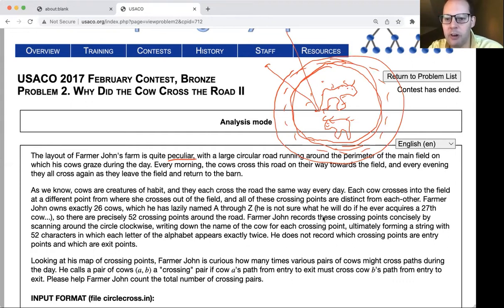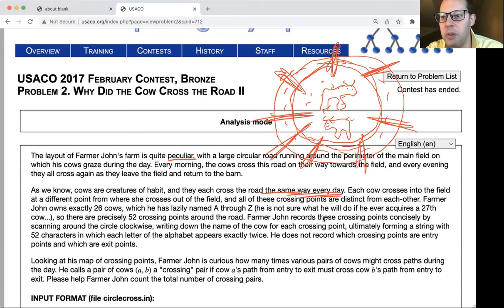As we know, cows are creatures of habit, and they each cross the road the same way every day. Each cow crosses into the field at a different point from where she crosses out of the field, and all of these crossing points are distinct from each other. Okay, so let's think about what that means. We've got different points going around the field. I'm just going to draw little dots. This is a place to cross, here's a place, here's a place. We do 1, 2, 3, 4, 5, 6. Let's do 8. Okay, so I've got 8 crossings.